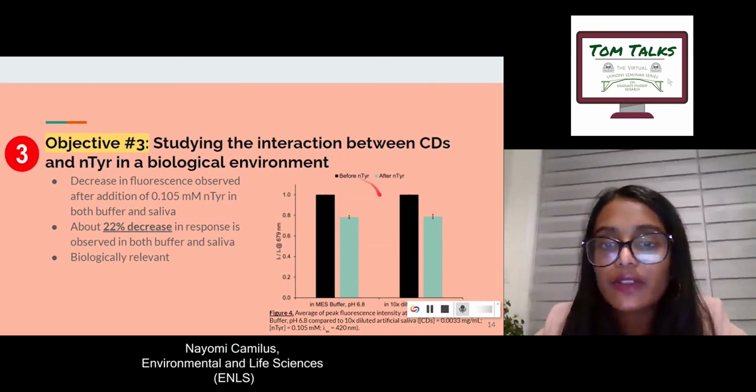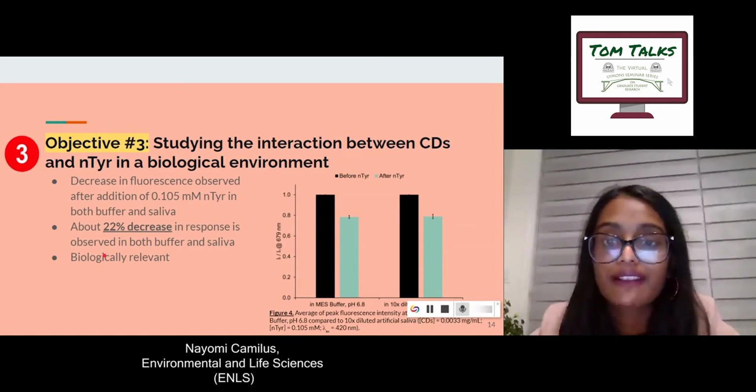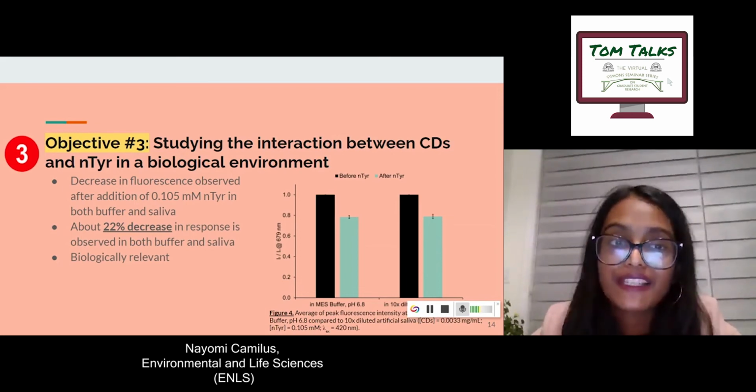And this is very useful, because we see here that it doesn't matter where the carbon dots and nitrotyrosine are interacting, even if it's a buffer, even if it's saliva, it's still going to give you the same response, the same amount of detection. You can still find that nitrotyrosine is actually in the solution, and I'll be able to detect it because I have a 22% decrease in response. And this is very biologically relevant, that we are not only able to see this response in the buffer, but we can also see it in a biological environment like saliva.